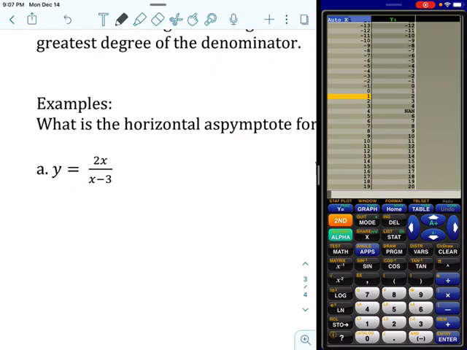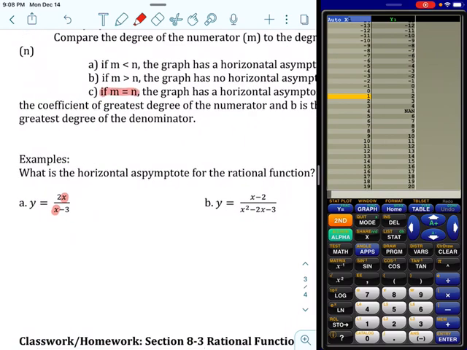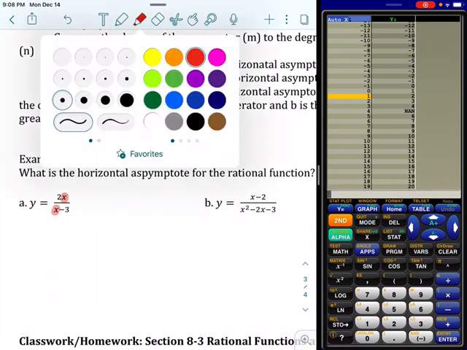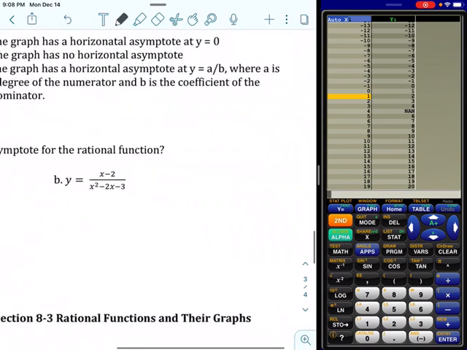So I'm going to come over here, and if I look, here are my x's. Notice that they have the same degree, the same exponent, which means I'm looking at this case. So I'm going to look at the coefficients of those. That's 2, this is 1. So my horizontal asymptote would be at 2 over 1, or 2. So we would draw a horizontal line at 2, and that's going to be our horizontal asymptote.